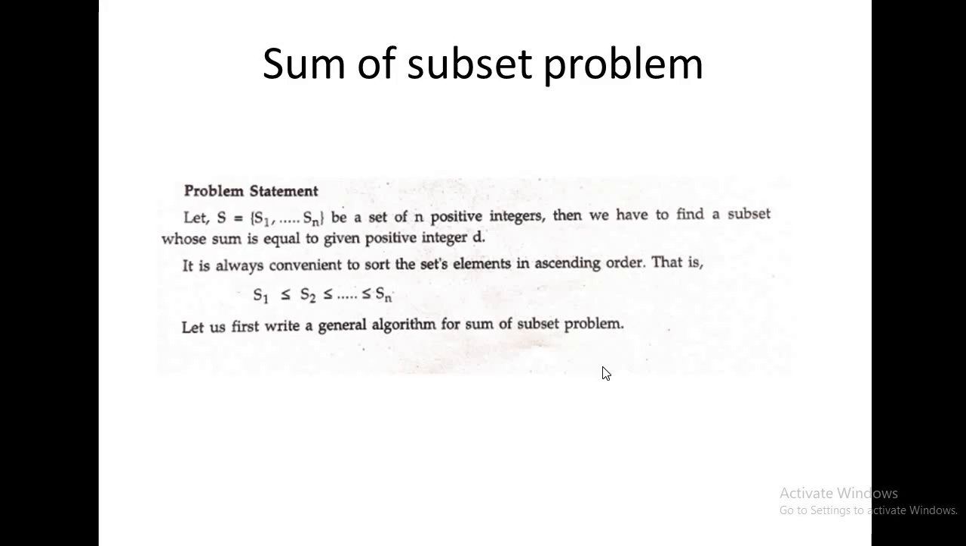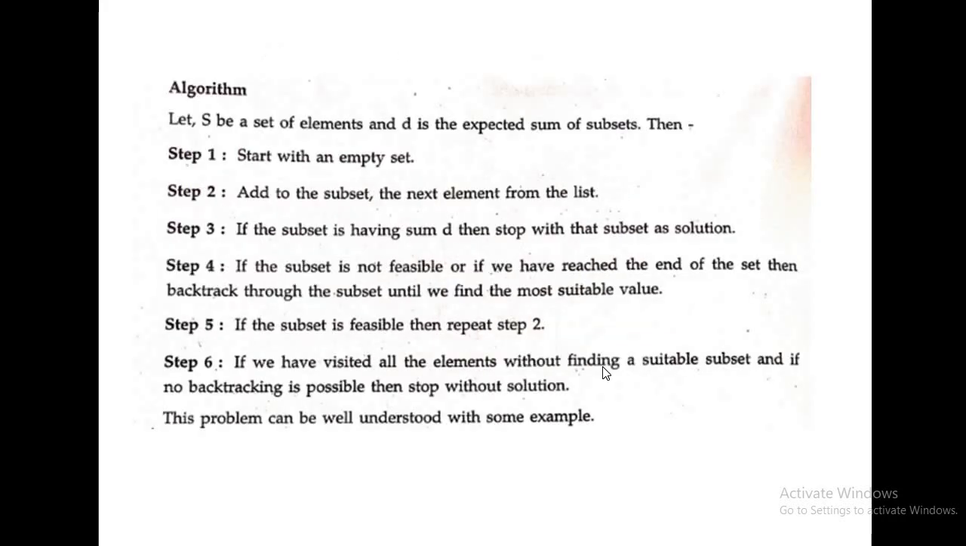Let us first write a general algorithm for the sum of subset problem. Start with an empty set. Second step, add to the subset the next element from the list. Third step, if the subset sum is equal to d, then stop with the subset as the solution. If the subset is not feasible, or if we have reached the end of the set, then backtrack through the subset until we find the most suitable value. If the subset is feasible, then repeat step 2. If we have visited all the elements without finding a suitable subset, and no backtracking is possible, then stop without a solution.